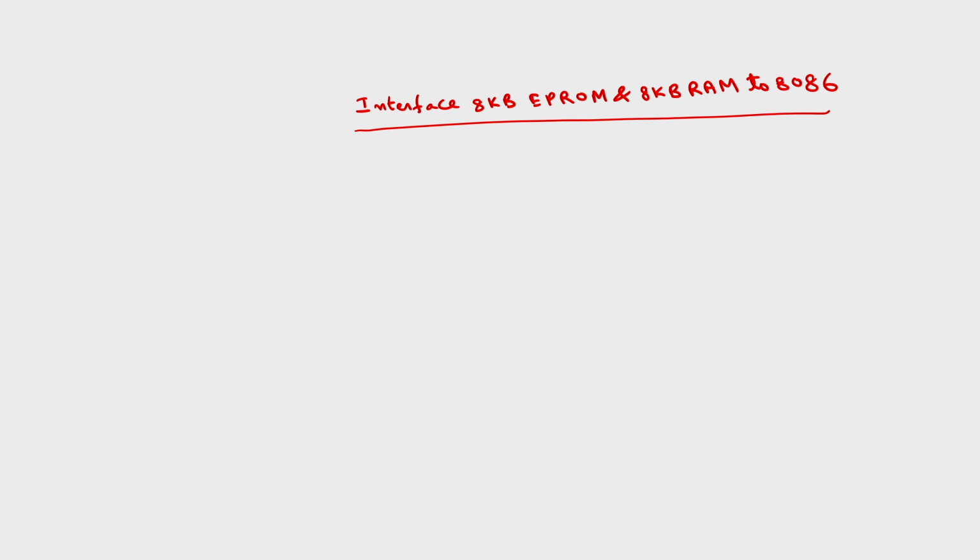Okay, in the last class we were discussing the interfacing of memory to the 8086. I discussed an example of interfacing 8 kilobytes of EPROM and 8 kilobytes of random access memory to the 8086. In the last class we discussed the address map of this 8K EPROM and 8K RAM.